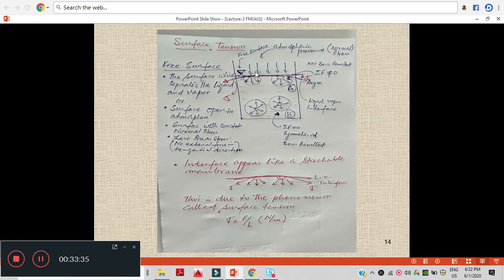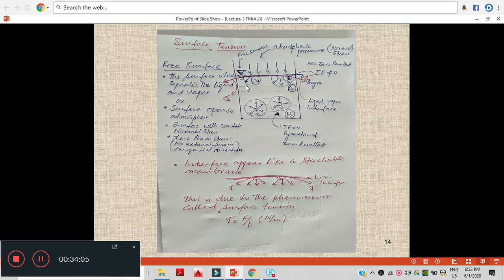The surface which is open to the atmosphere is called a free surface, and in that case there is a normal force acting on the free surface, which is the atmospheric pressure. There is zero shear stress, no external force in the tangential direction. Because the fluid is stationary, there are no tangential forces acting on it, so there is no shear stress on it.